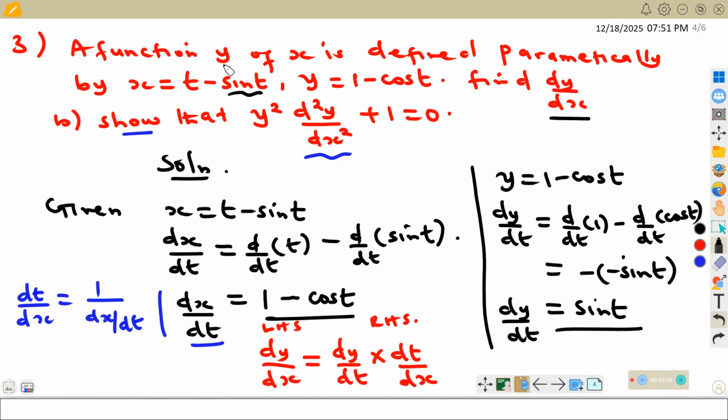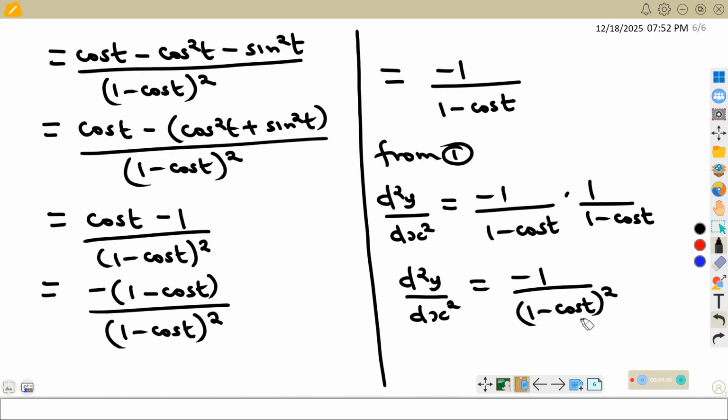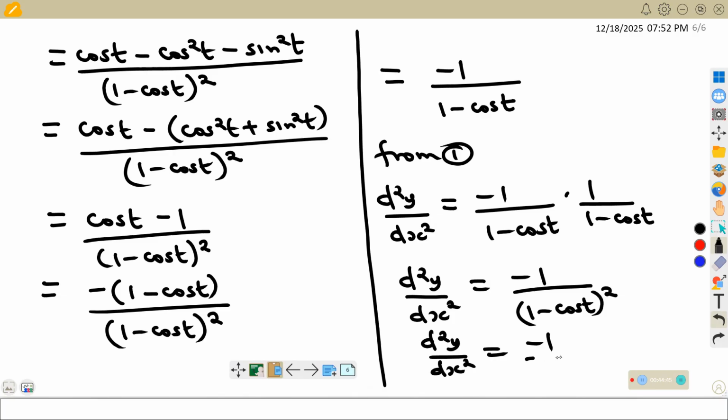Let us go back to what we need. So basically, we are talking about a function y of x defined parametrically by this. We have got the dy dx. Then show that y squared d2y dx squared plus 1 is equal to 0. This is what we need to show. So looking at our y, it is representing 1 minus cos of t. And for that case, since we need to achieve y in our expression where there is 1 minus cos of t, we shall place there y. So let us go back, and where there is 1 minus cos of t, let us put y. So we shall have the d2y dx squared, which is equal to negative 1 over y squared.